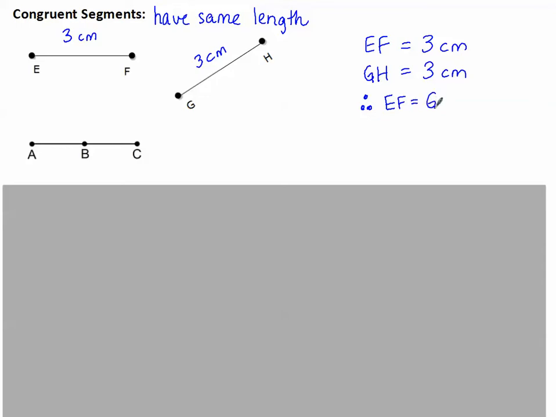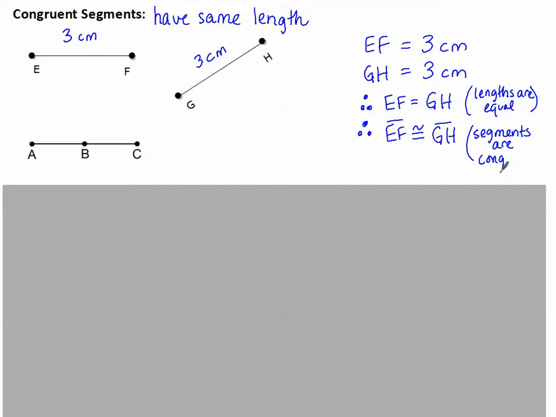EF equals GH. Remember, this means therefore EF equals GH. This is saying that the lengths are equal. And then what that tells us, because the lengths are equal, then the segments are congruent. Segment EF is congruent to segment GH. Those symbols are telling us that the segments are congruent.